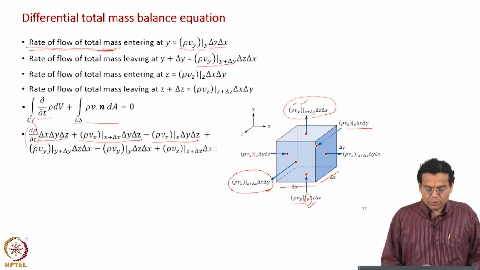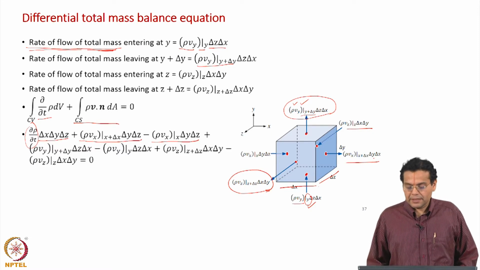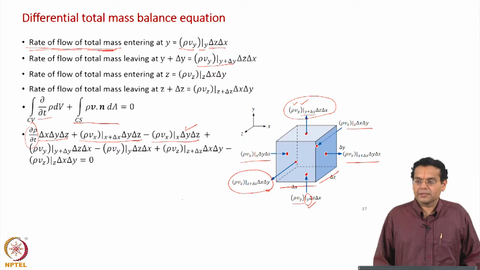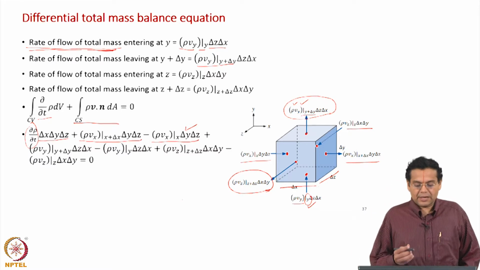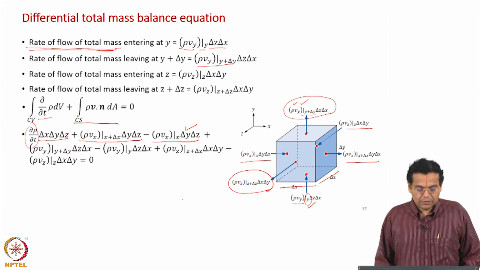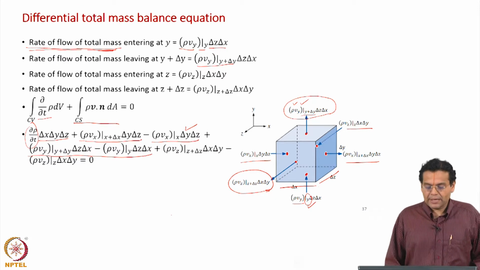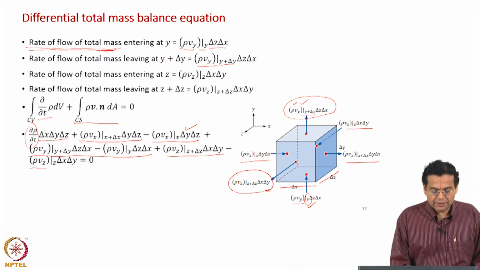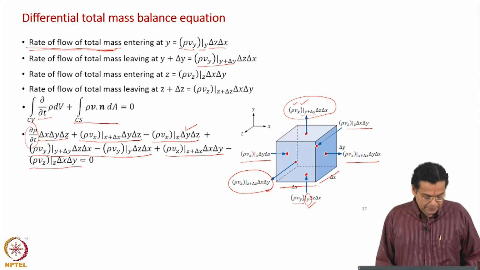Okay. Rho v x at x plus delta x is the mass flow leaving the right face, and this term is the mass flow entering the left face. This convention has to be kept in mind that we are writing outflow minus inflow, because this integral represents net outflow. Okay. Similarly, I have written here expressions along the y direction, mass flow entering and leaving. Similarly, here also entering and leaving, but always writing it as leaving minus entering, please keep that in mind.